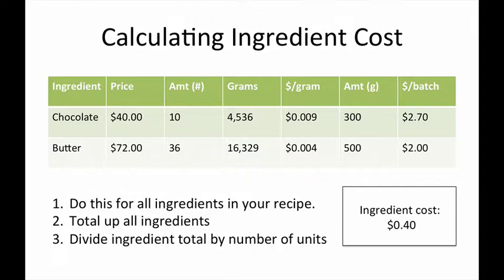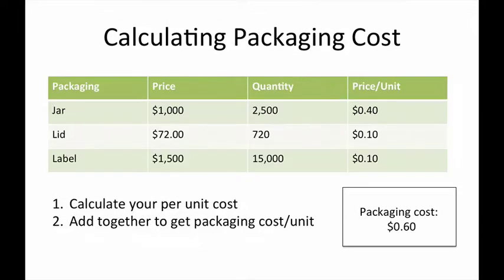So your chocolate is $2.70 a batch. Your butter is $2, and we can go on. Sugar and whatnot. You want to do that for all the ingredients in your recipe. Total up all the ingredients, and then you get your ingredient cost per batch. Divide those ingredients by the number of units that your recipe produces. So in this example, we'll fast forward a little bit. You get an ingredient cost of 40 cents.